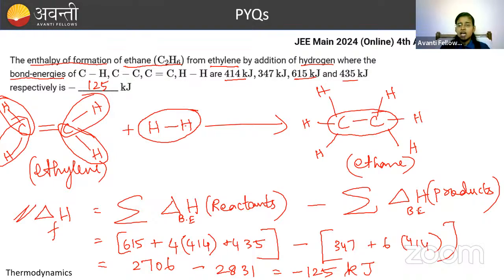Since ethylene, hydrogen, ethane, all of them are gases, you just have to take all the bond energy values and substitute in the formula to get the answer.